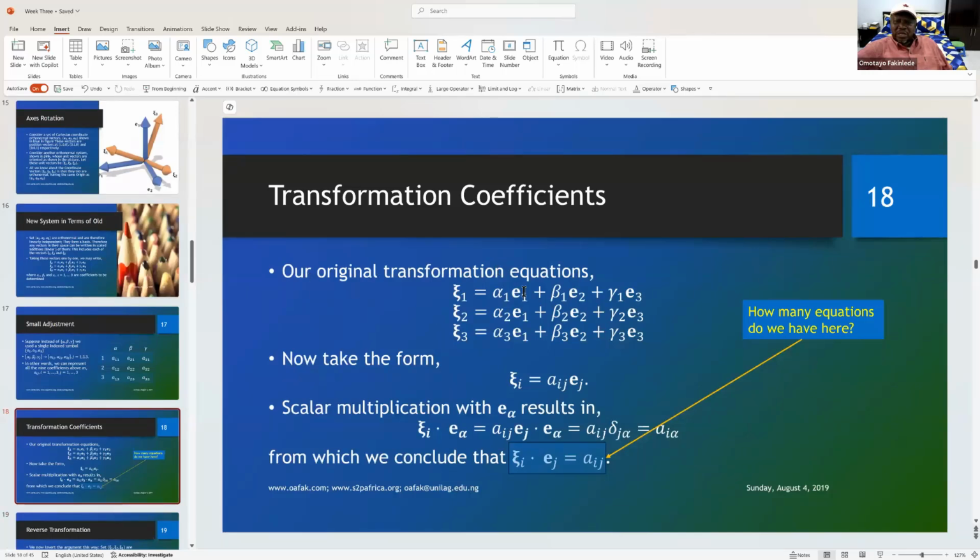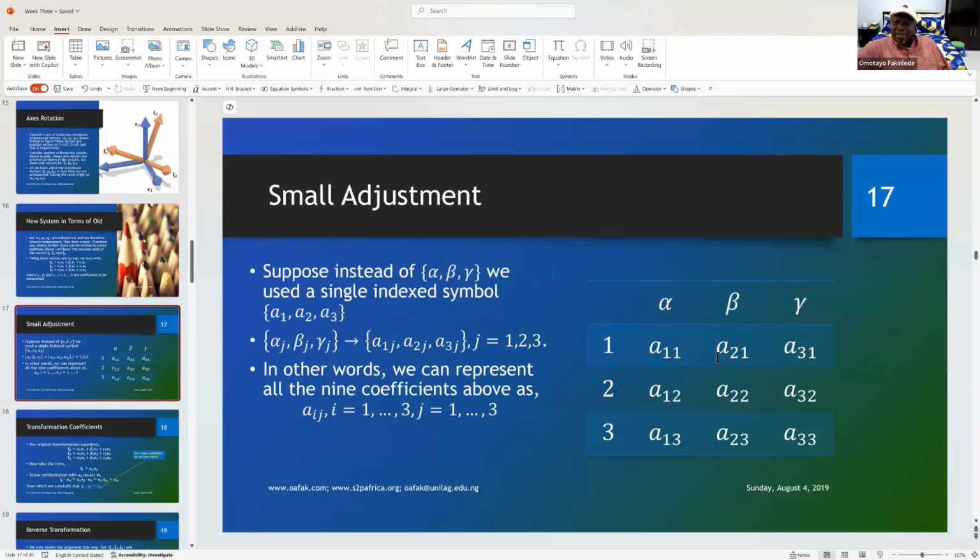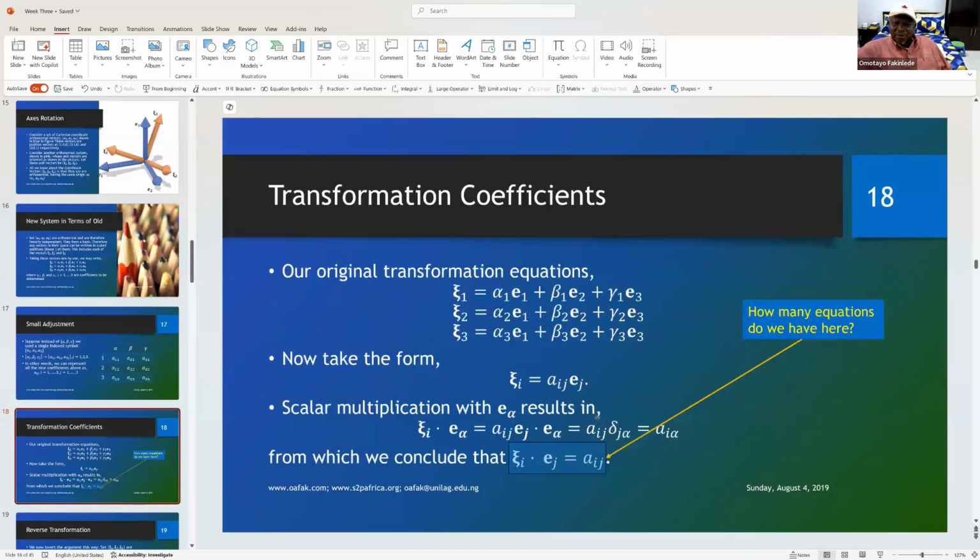So if we have that, our original transformation equations can now take the form xi_i = a_ij e_j. Scalar multiplication with e_alpha results in this. So you can see that the coordinates of these quantities, this A11, A21, we can find them, because right now this equation gives them. So a_i alpha is simply xi_i dot e_alpha. So if we write j instead of alpha, we see that xi_i dot e_j is a_ij. So this is actually what relates the two. It is this matrix that relates those two coordinates together.